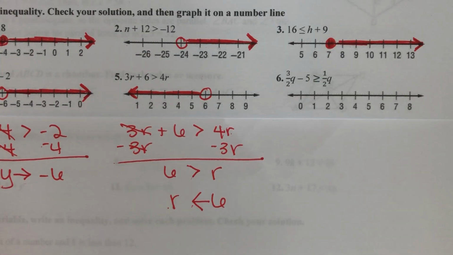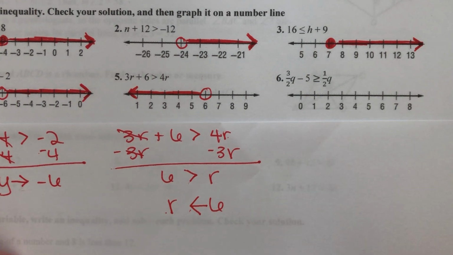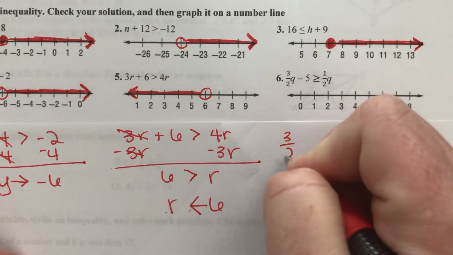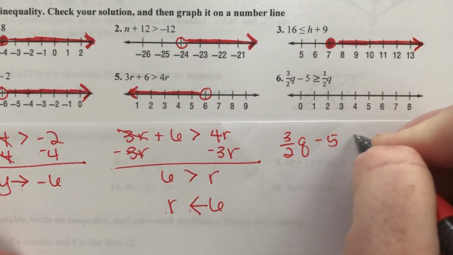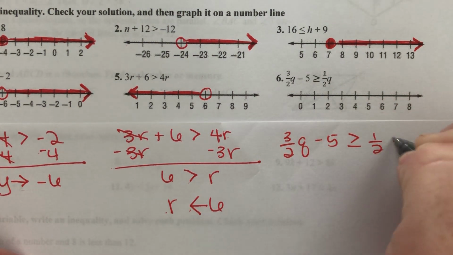All right, and a lovely fraction. I know how much you guys love fractions. That's sarcasm. All right, 3 over 2 q minus 5 greater than or equal to 1/2 q.